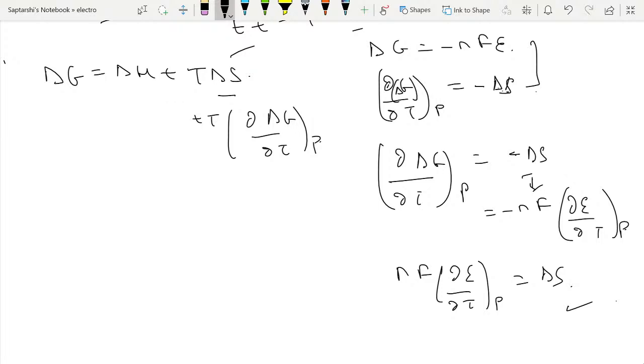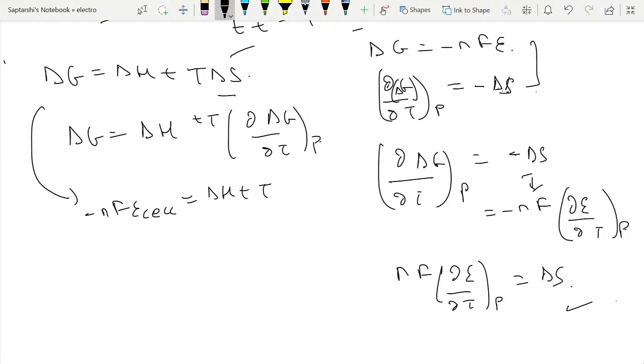Okay, so I can also write like this. This was one thing that I wrote, delta G equals delta H plus T. So I can also write this as minus nFE cell is equal to delta H plus T, and instead of delta S I'm writing this, T nF delta E by delta T at constant P. So I can cancel nF out over here.